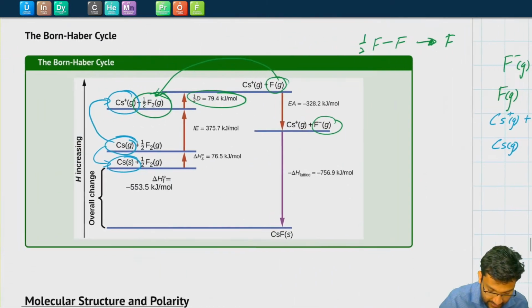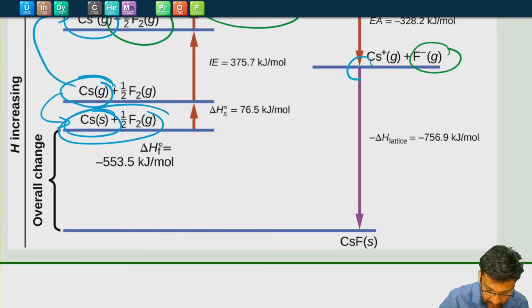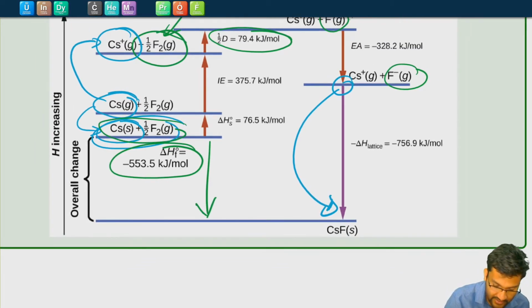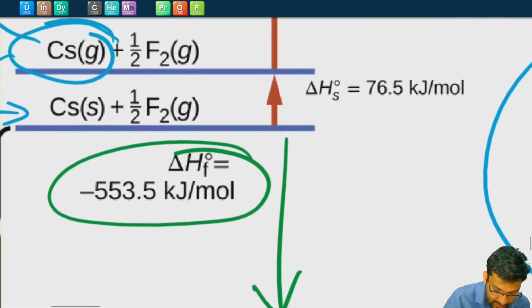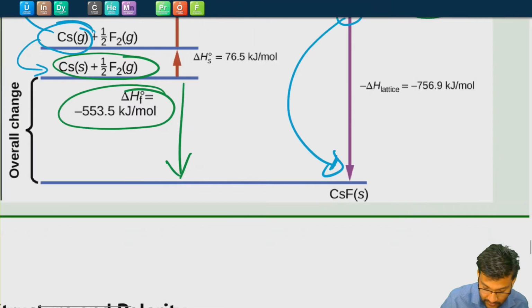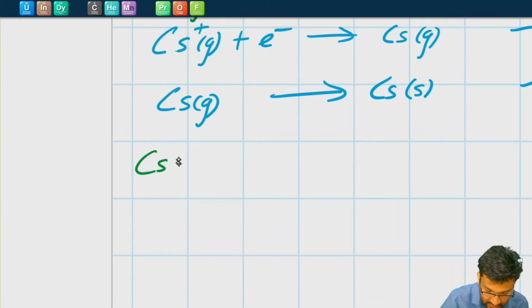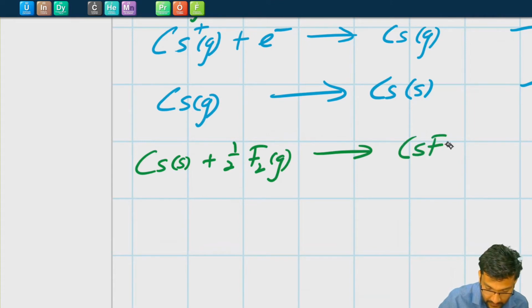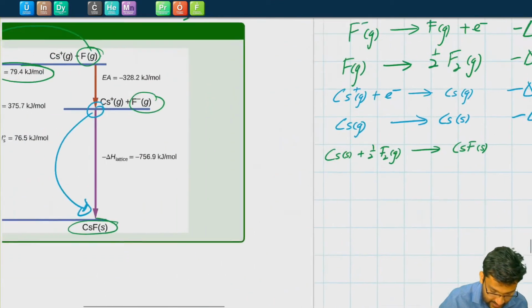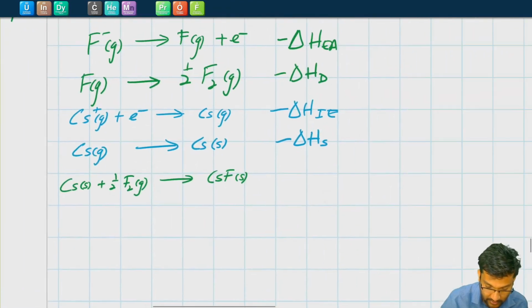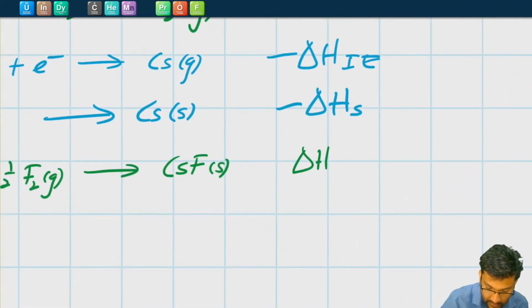Okay, and then here, still we're trying to get there, so we need to account for the enthalpy of formation. So in the enthalpy of formation, we start with a cesium. Let me just erase some of these so we can see what we're dealing with. Cesium solid and half of a fluorine gas, and we're going to the product that we're interested in. So we start with cesium solid plus half of a fluorine gas to form our cesium fluoride solid. And this is the enthalpy of formation, and we don't have to put negative because this is the direction that reaction wants to go in.